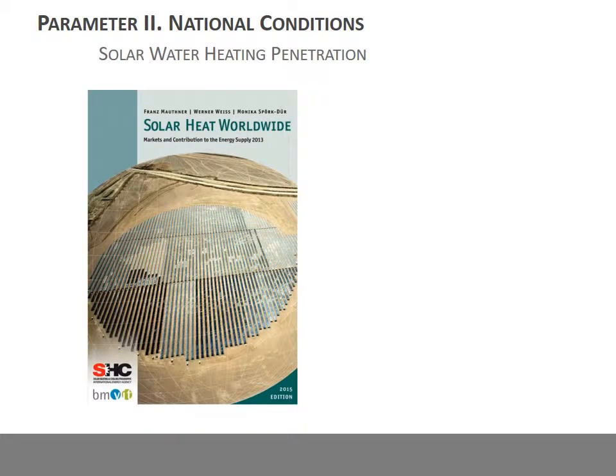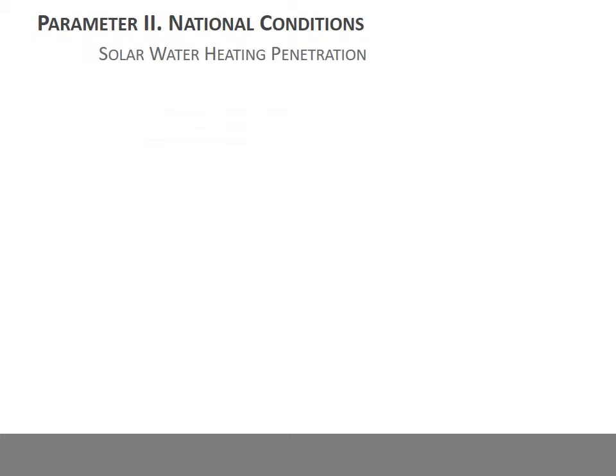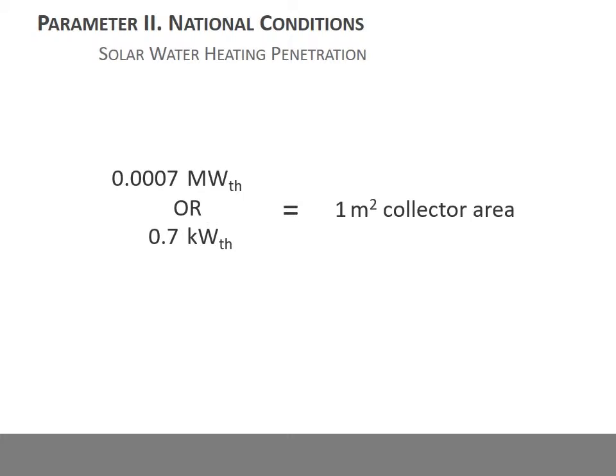Solar water heating penetration refers to the amount of solar water heating systems that have been installed in a country per capita. Countries with higher penetration levels are likely to have well-established industries with functional sales channels and service providers. Solar thermal market data is typically expressed in either megawatts of thermal energy capacity or in terms of square meters of collector area. While the readiness assessment uses megawatts, an official conversion rate between these two measures of 0.7 kilowatt thermal per square meter of collector area has been adopted by the International Energy Agency.